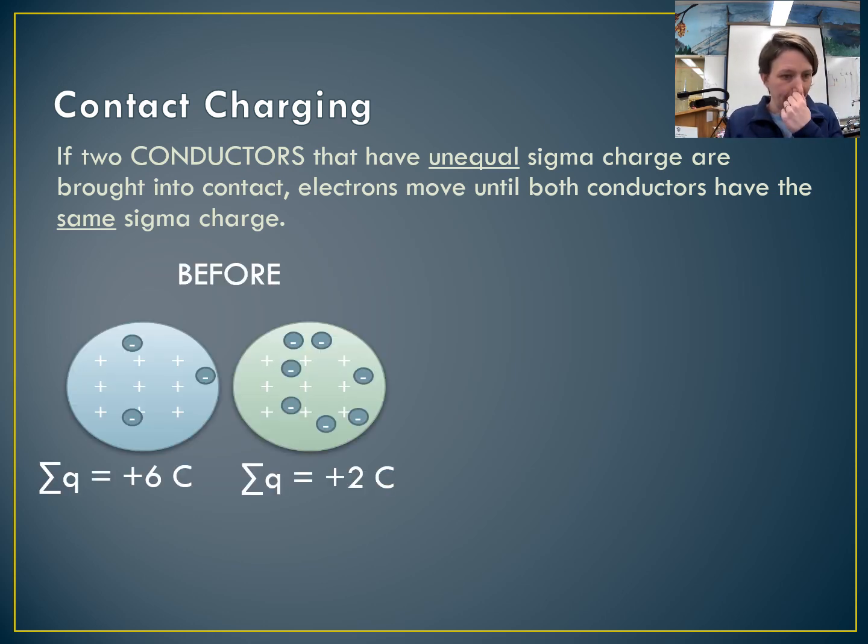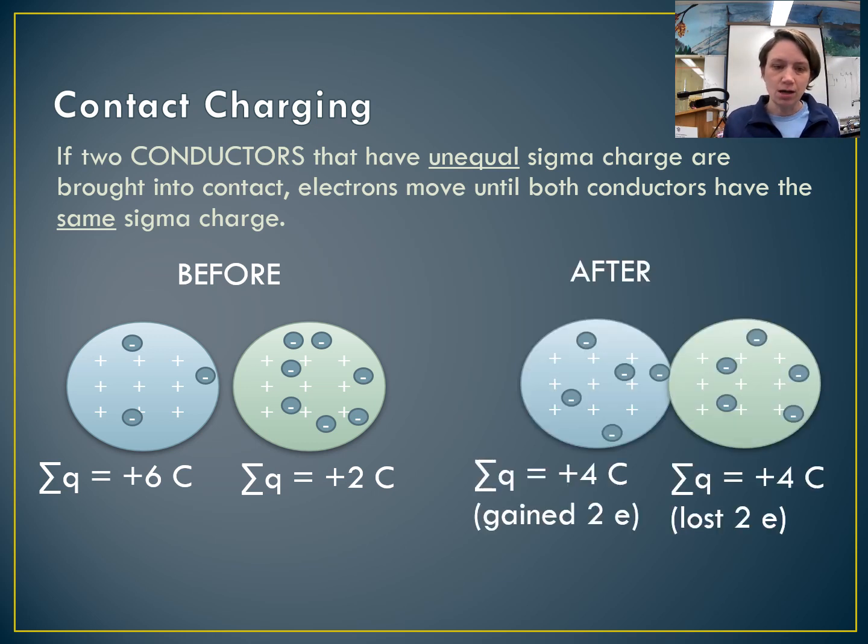So for example, if I have a sphere on the left that has a charge of positive 6 coulombs and a sphere on the right that has a charge of positive 2 coulombs, think about this from the perspective of the electrons, right? Those electrons on the right would rather go to the left because there are a lot of extra protons over there. So when I bring those things in contact, some of those electrons from the right move onto the sphere on the left. And they just kind of move around and shuffle until everybody is basically as spread out as they possibly can be. And at that moment, the sigma q for each object is the same, and it's 4 coulombs, right?